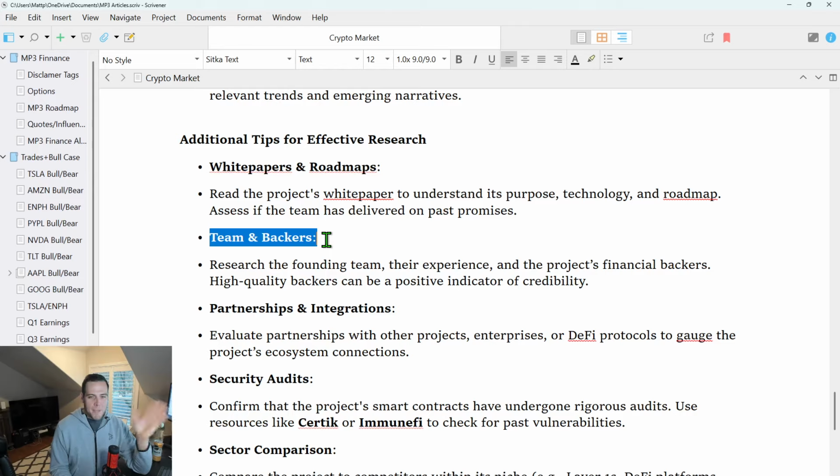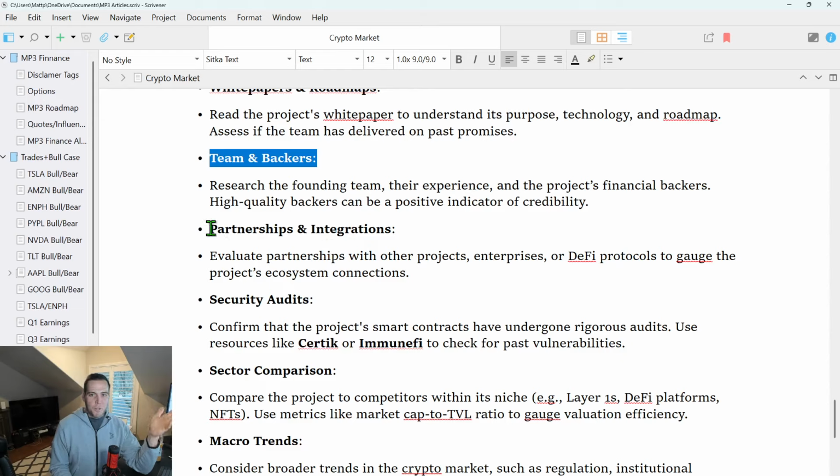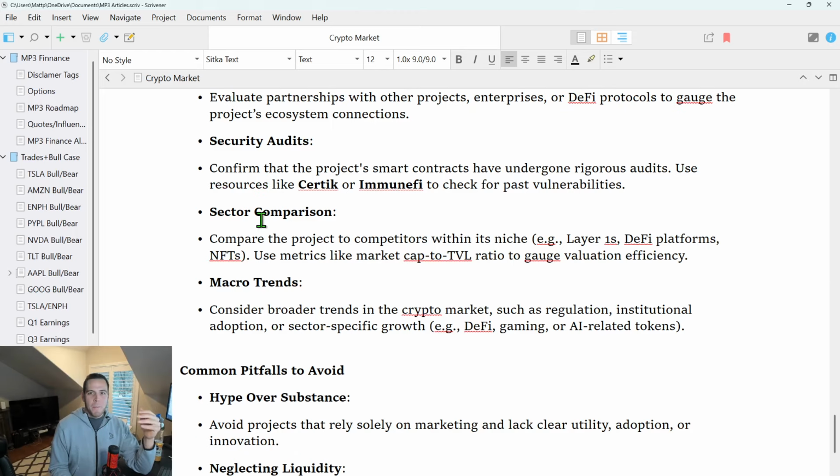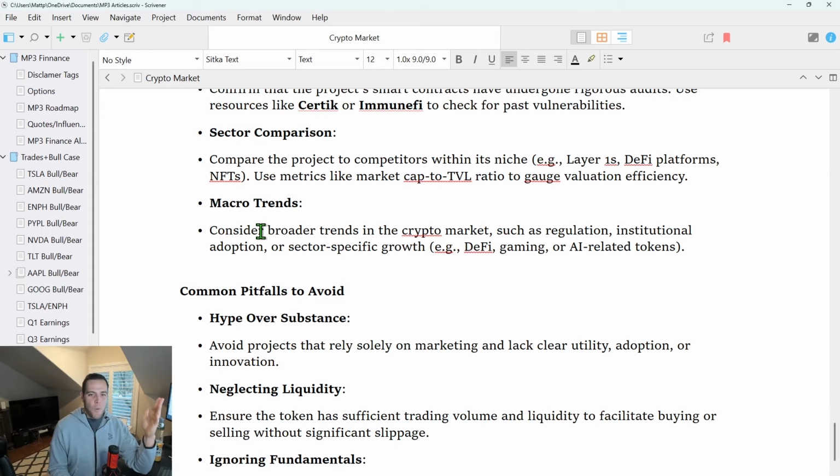So Base doesn't have a token, but the Base chain is backed by Coinbase. Same thing with Binance; it's backed by Binance. So you're going to get all this volume for both of those chains because of their team and their backers. So same thing with partnerships and integrations. If XRP is partnering with a certain central bank, that would be good to know, right? Security and audits, you want to make sure it's secure. The macro trends, sector comparison, all those things. So there's a lot of ways to compare.